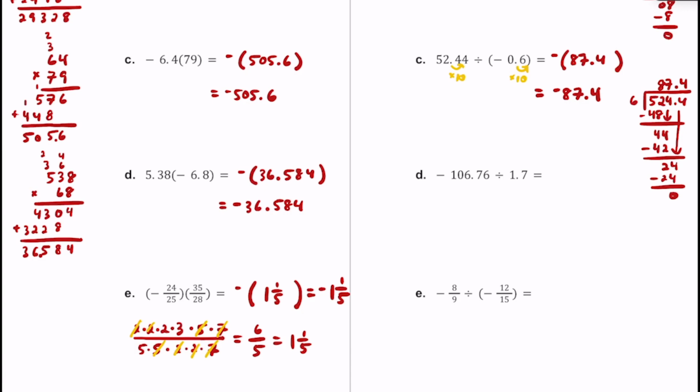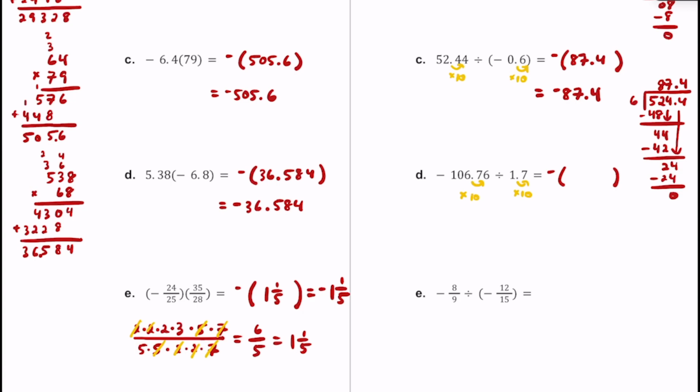All right, for D, we have negative 106.76 divided by this positive 1.7. We have one negative here, so our quotient is going to be negative. But negative what? Well, our divisor here, we want to make it a whole number, so it's multiplied by 10. Let's go ahead and do that to the dividend as well, multiply that by 10.